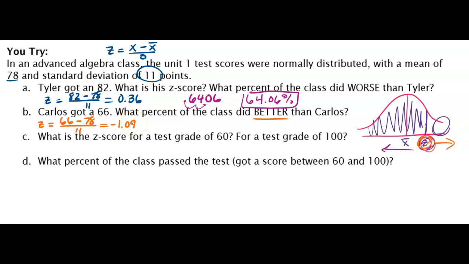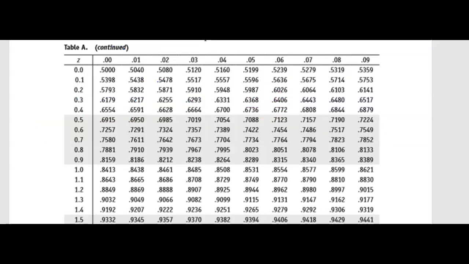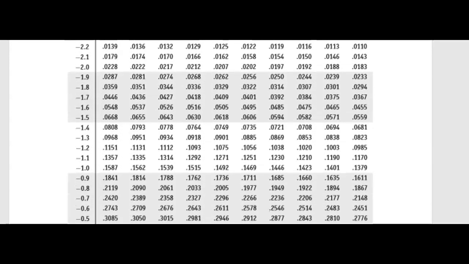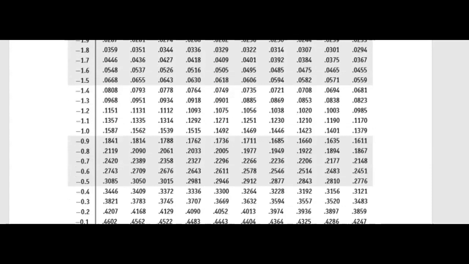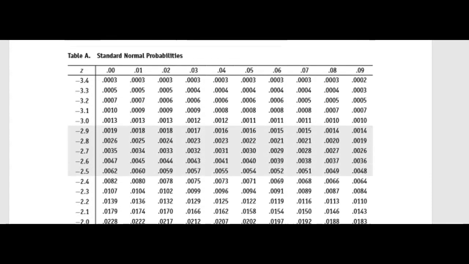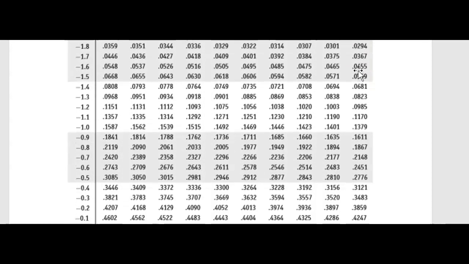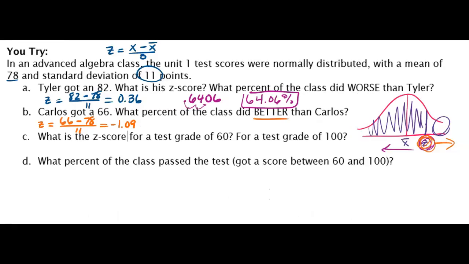So now we're going to go back to our z-score table, and we're going to find out what the percentage is for negative 1.09. So remember that you have to be careful. This is the positive side of the z-score chart, so we need to go to the second page where we have the negative numbers. So I need to find negative 1.0 on the left, and then I'm going to scroll back up for just a second. 0.09 is all the way to the right. So I'm going to go back down. Here's negative 1.0, and then all the way to the right is 0.1379. So I know that the percent is 0.1379 or 13.79%.